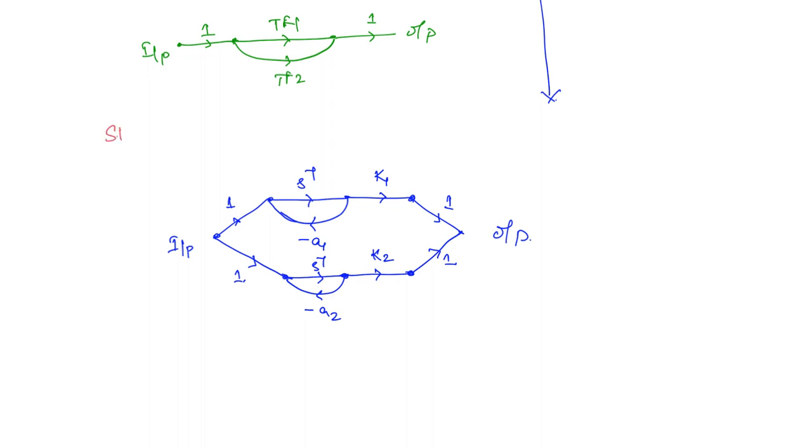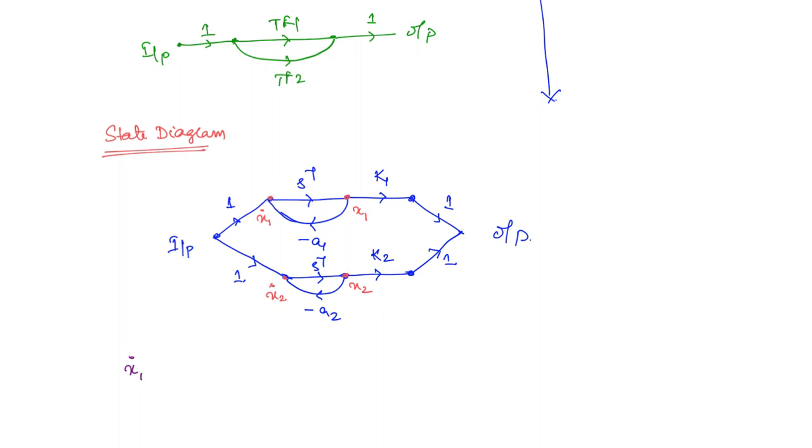Now how will you get the state model? When you assign the state variables. So we will assign the state variables. You can consider the output of each of the integrators as one state variable. So here you have x1, so here you will have x1 dot. Here you have x2 and here you have x2 dot. Let us now write the equations.